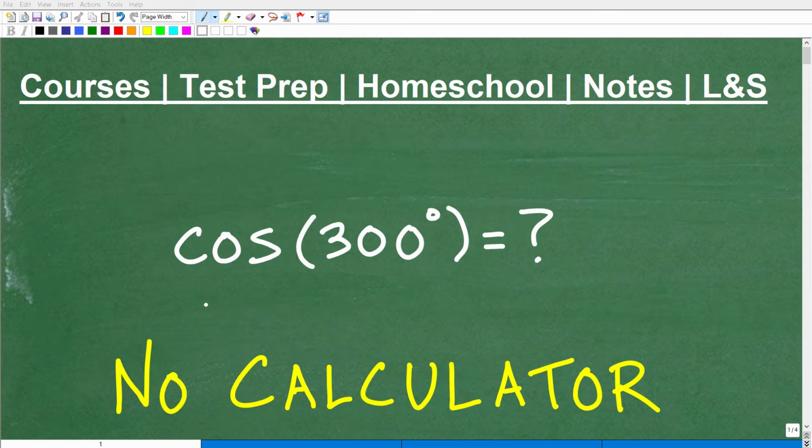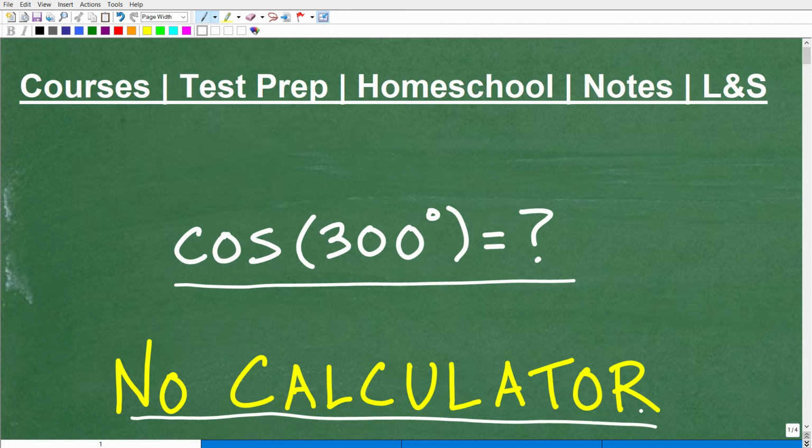Okay, let's go ahead and figure out what the cosine of 300 degrees is equal to, and we're not going to use a calculator. Now, obviously, if I said, hey, go ahead and get your calculator out and plug in 300, just find the cosine of 300 degrees, that would be super easy. Almost all of you out there could do this as long as you had a scientific calculator. But the question here is more towards your understanding of evaluating trigonometric functions.